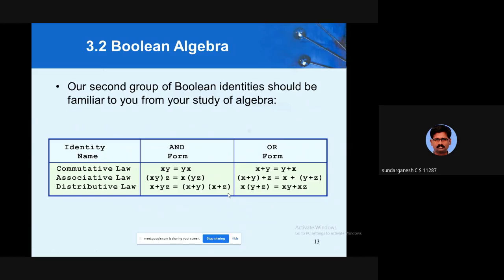In OR form, x plus y plus z is equal to, you can interchange the order of x plus y plus z. Similarly, the last law, the distributive law: x plus yz can be written as x plus y into x plus z. Similarly, x into y plus z equals xy plus xz.